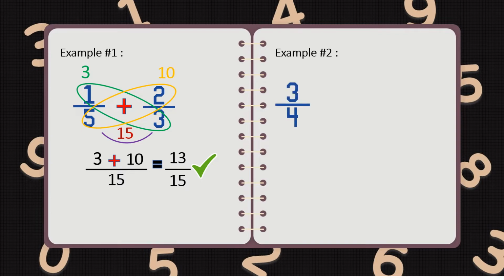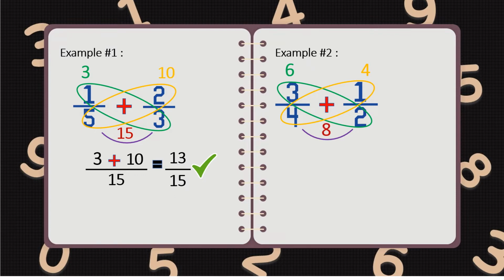We have 3/4 plus 1/2. Same steps. First, let's do the cross multiply. Let's multiply the 3 and 2. The answer is 6. Then, let's multiply the other side. We have 4 times 1, and the answer is 4. Next, let's multiply the denominators. We have 4 times 2. The answer is 8. So we have the same denominator. We can add them now.